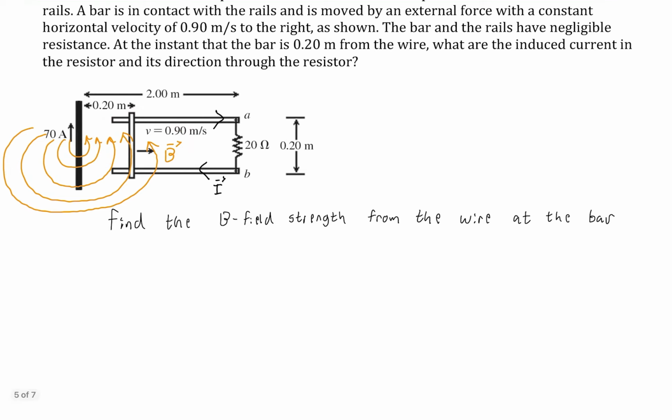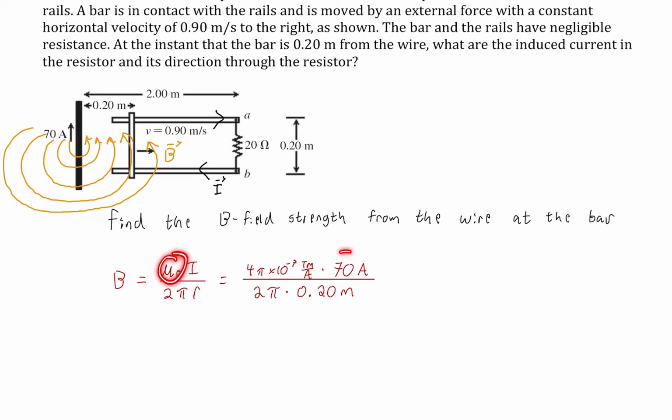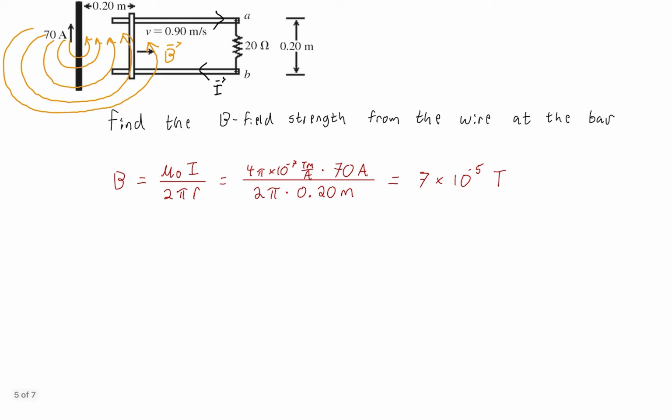Now we need to find its strength with this equation, again from lecture 10. Let's find the magnetic field strength at this point, right where the bar is located. We have our permeability constant times the current in the wire, all divided by 2 pi times the distance between the wire and the bar. And we get 7 times 10 to the negative 5 Tesla. So, a weak field, which makes sense because it's not a very large current. Or maybe I should say you need really, really large currents to get reasonably sized magnetic fields.